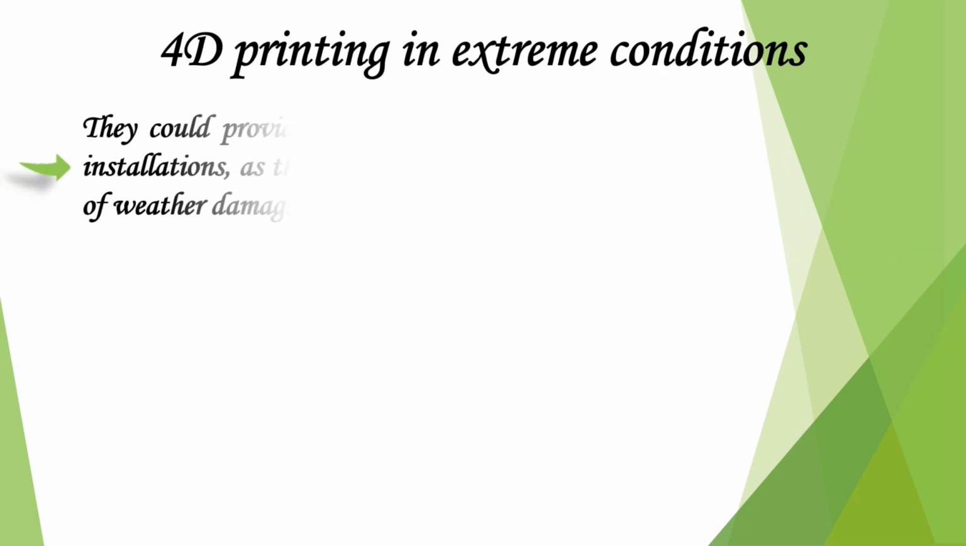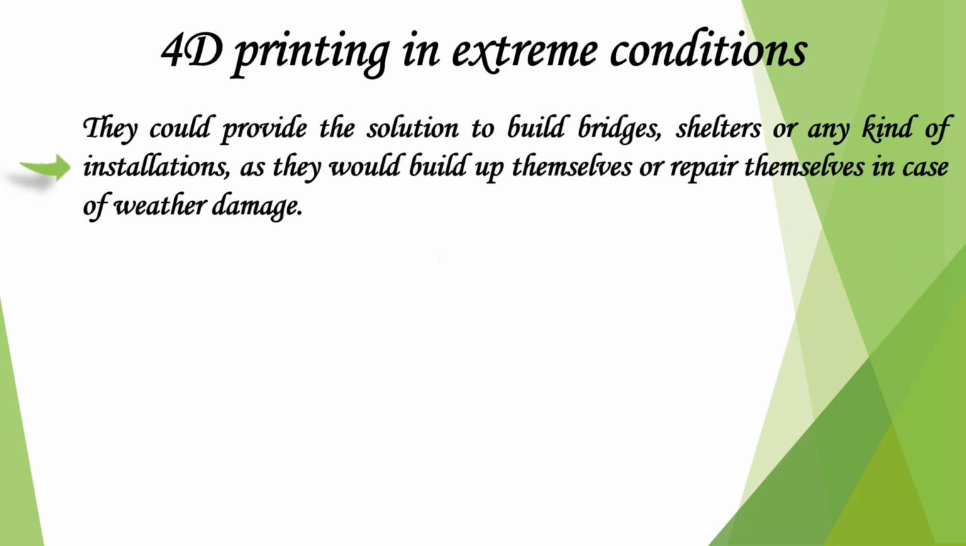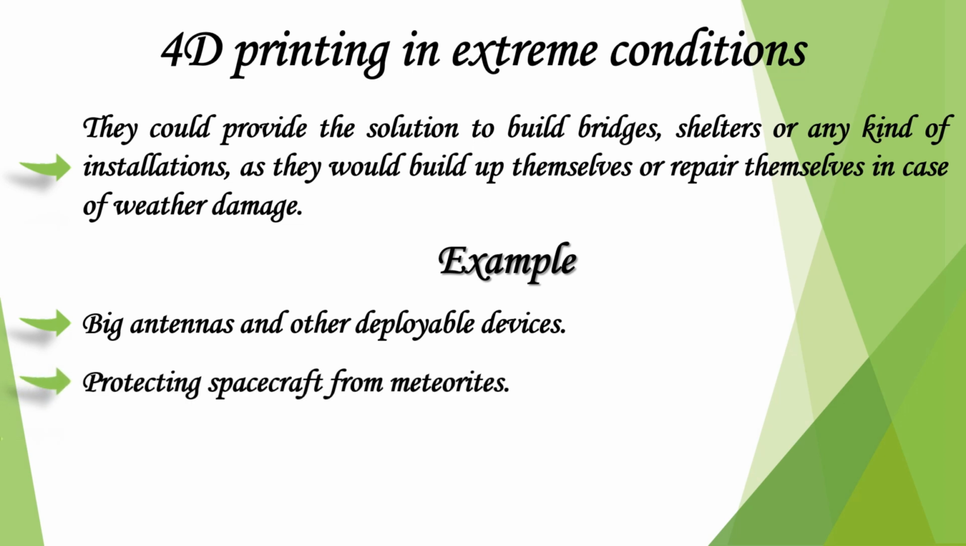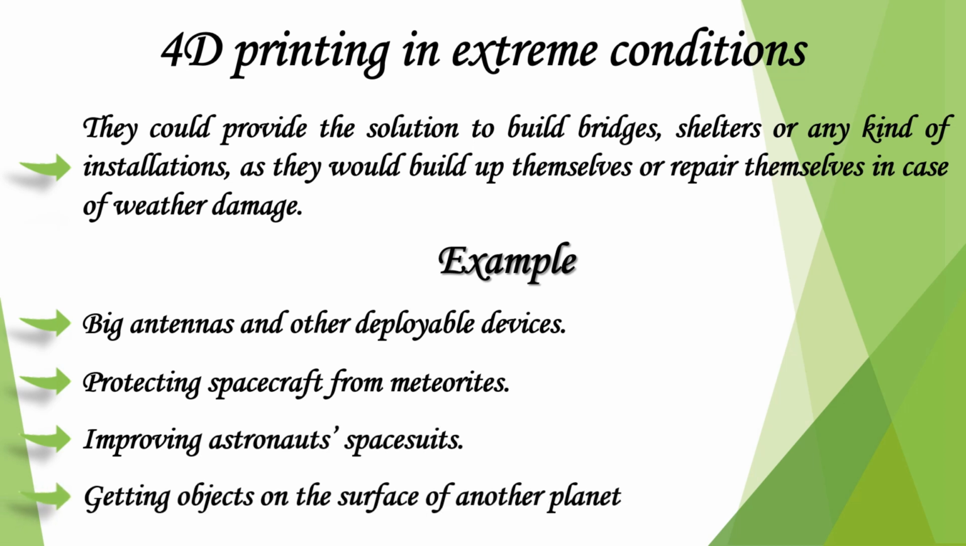They could provide the solution to build bridges, shelters or any kind of installations, as they would build themselves up or repair themselves in case of weather damage. Example. Big antennas and other deployable devices. Protecting spacecraft from meteorites. Improving astronauts' spacesuits. Getting objects on the surface of another planet.